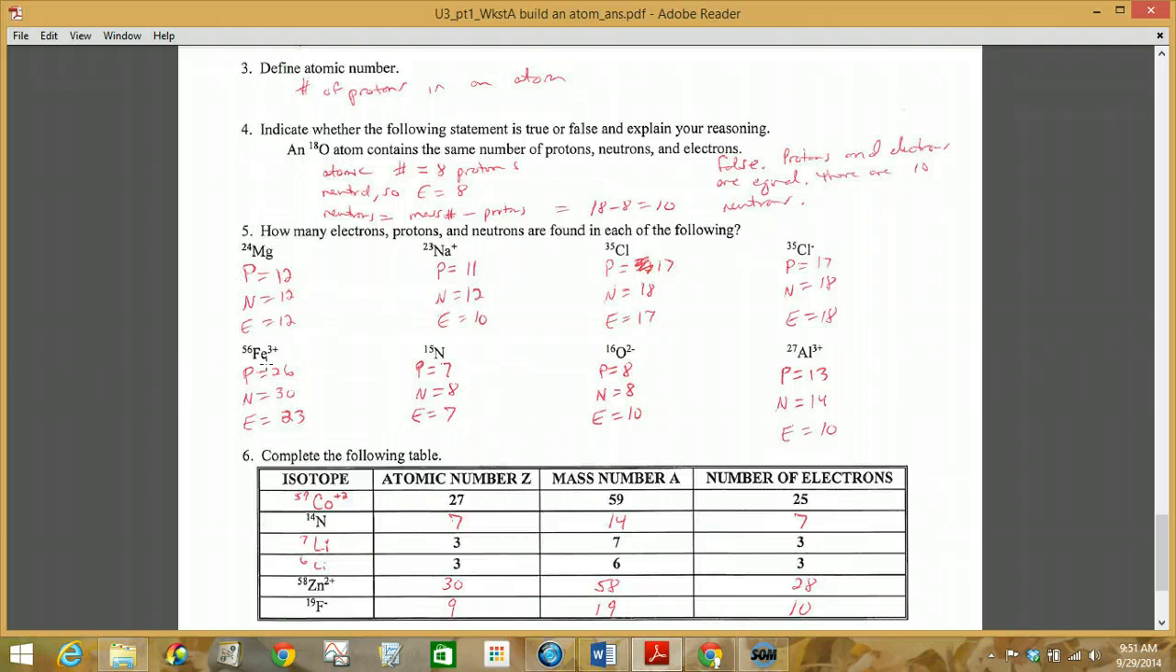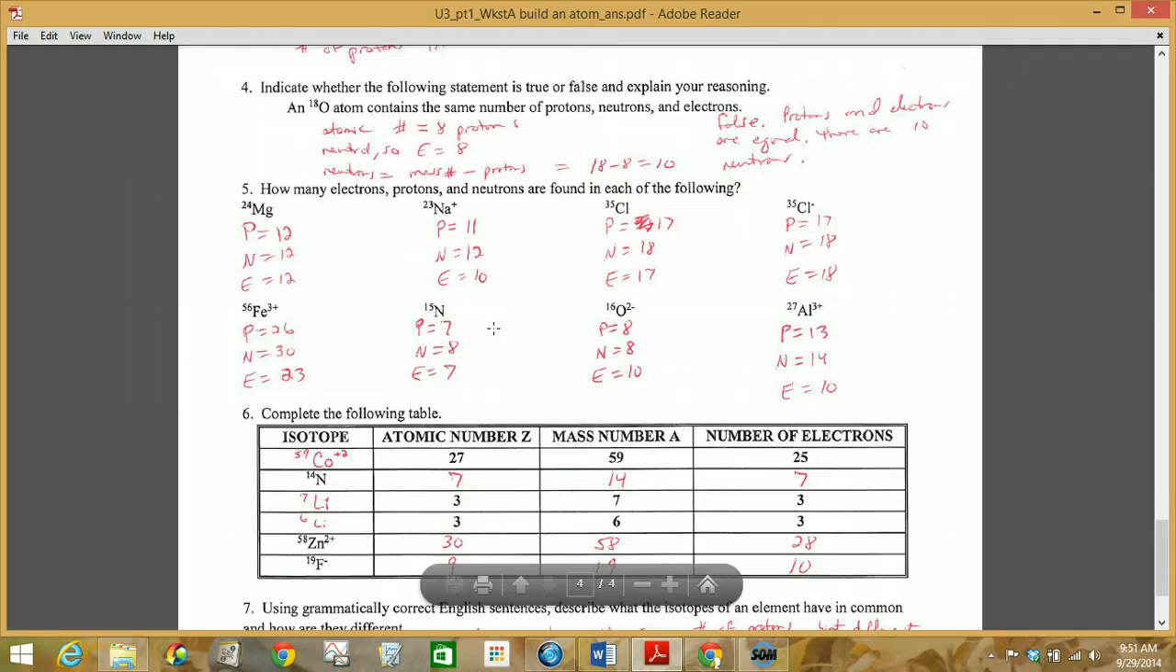Take a look at these answers down here for number 5 and 6, and pause the video if you need to take a closer look at the numbers. But again, all the protons I can tell from the type of element that I have. So anytime I've got 2 of the same element, so chlorine always has 17 protons. Neutrons, again, I'm going to get by taking this mass number minus the number of protons, and that's the neutrons, since P plus N gives me the 35.